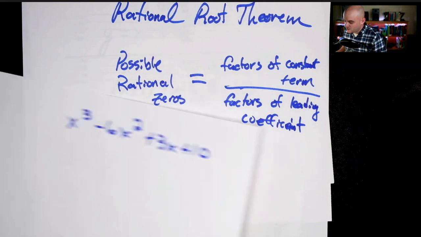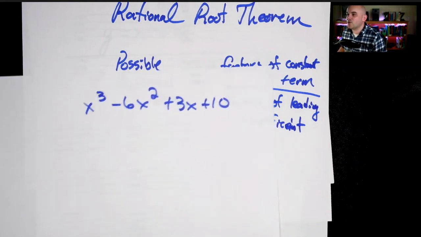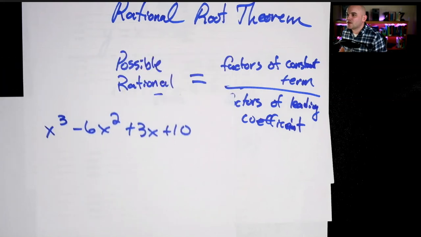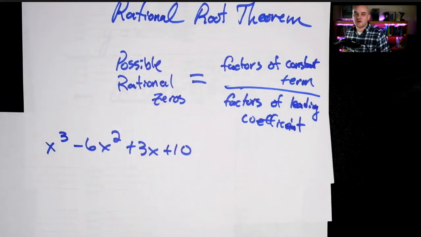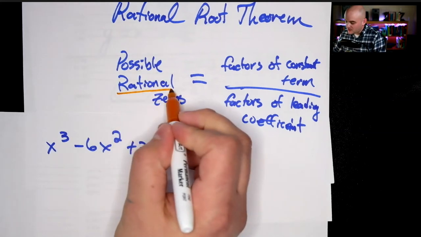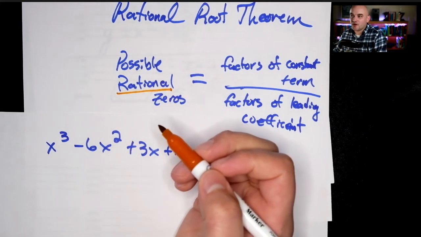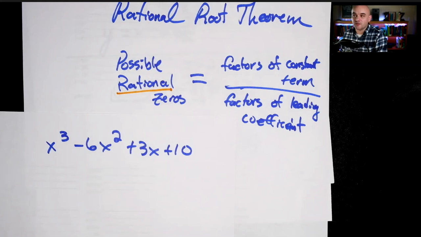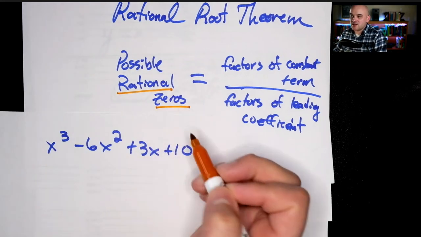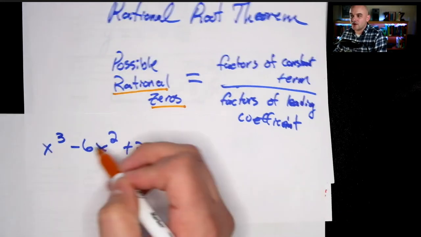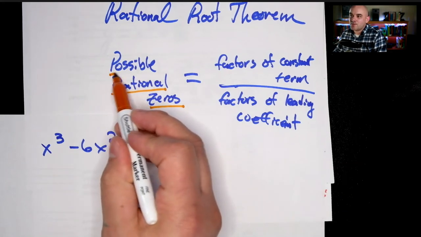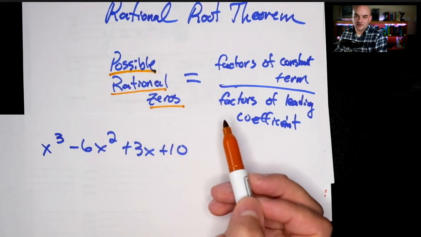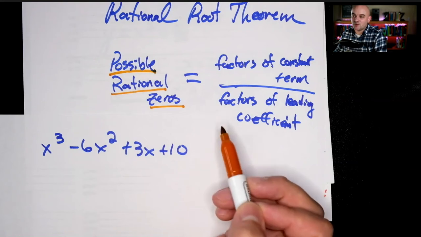Let me explain what that means here. Let's look at what we just talked about. We want to know what are the possible rational zeros. Now keep something in mind. Rational means it has to be a rational number, a number that can be written as a fraction. We're talking about the zeros of that function, so they've got to be rational numbers, and it's possible. It doesn't mean they are the zeros. So I'm going to write out the possible rational zeros.